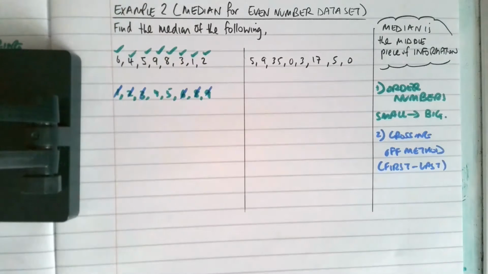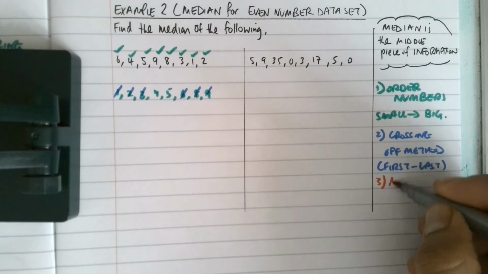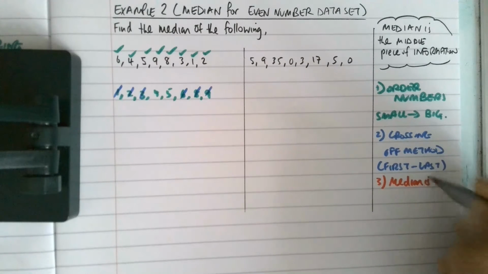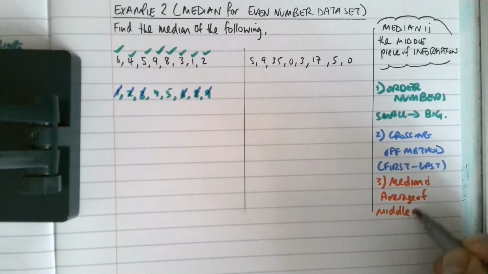So when we find ourselves in this situation, we have to find the average of the two middle numbers. Okay. If we're linking this to our averages and range topic, then we're looking for the mean of 4 and 5. Okay.